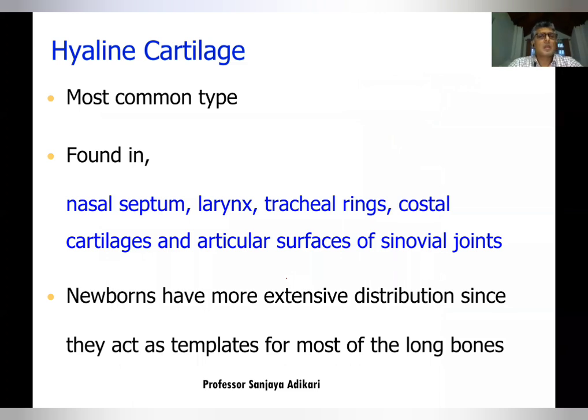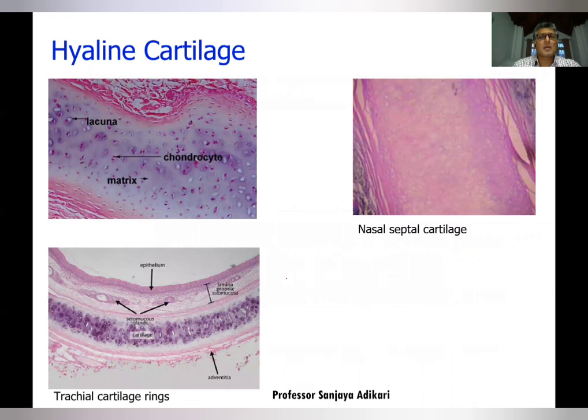Then about different cartilages. First one, hyaline cartilage. Now this is the most common type of cartilage found in the body. It's found in the nasal septum, larynx, tracheal rings, costal cartilages, and articular surfaces of synovial joints. So these are some of the examples for the places where you get the hyaline cartilage.